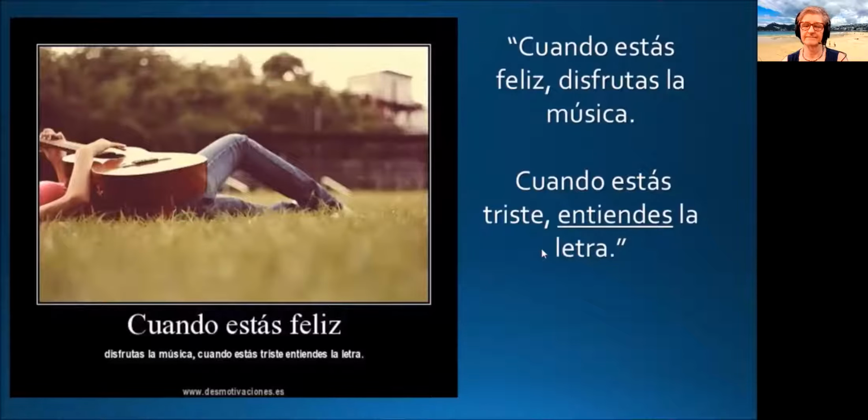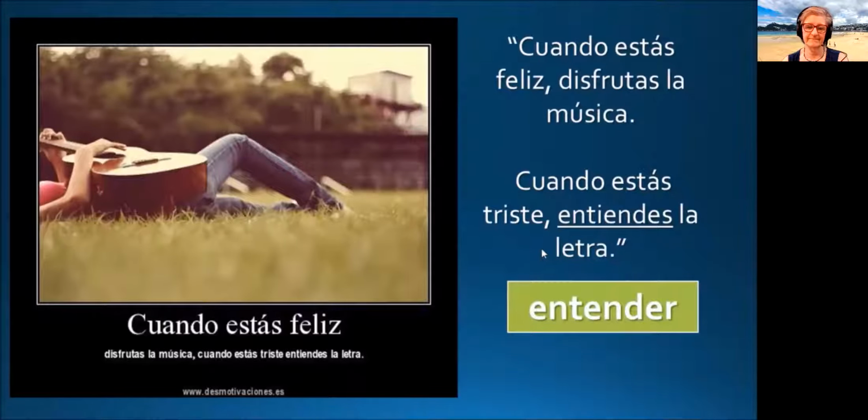All right, our next meme. Cuando estás feliz, disfrutas la música. When you're happy, you enjoy the music. Cuando estás triste, entiendes la letra. When you're sad, you understand the lyrics. So our stem changing verb here, entiendes. ¿Qué es el infinitivo? Entender. Here's our next type of stem change, E to IE. Tú entiendes, E to IE change for entender, understand.